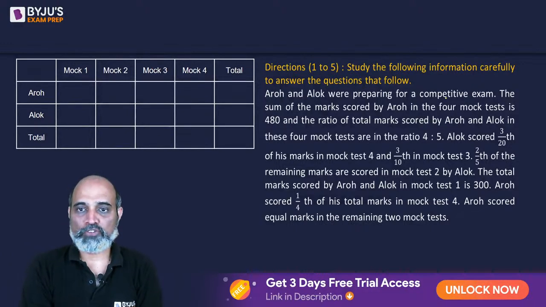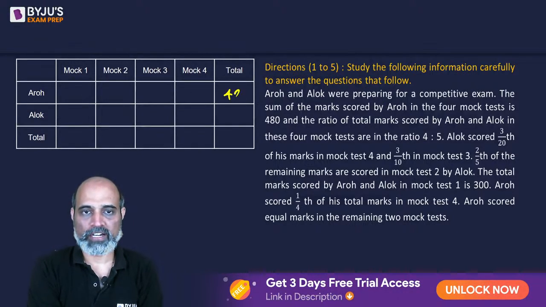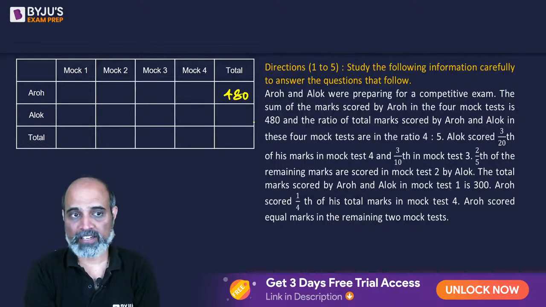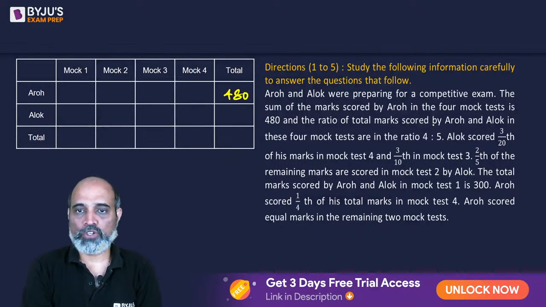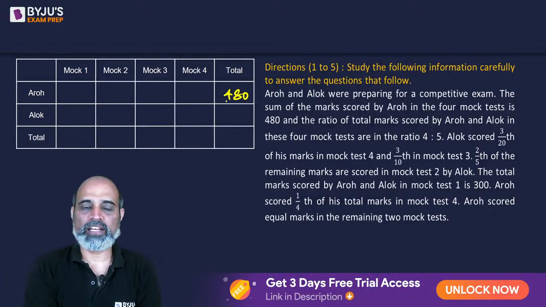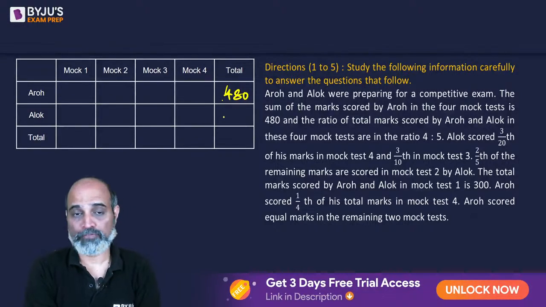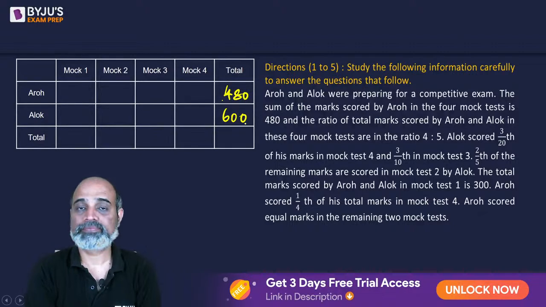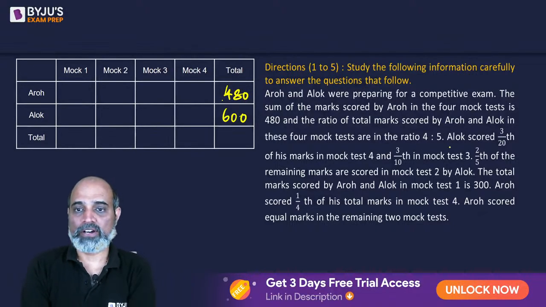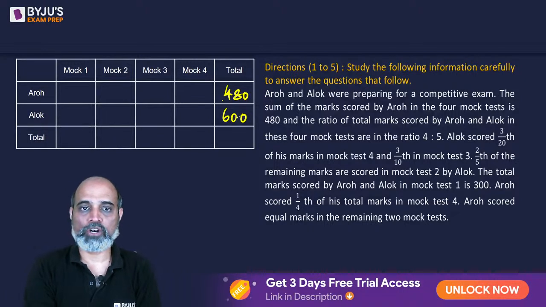So, Aro and Alok were preparing for a competitive exam. The sum of the marks scored by Aro in all the 4 mock tests is 480. So, this is 480. And the total marks scored by Aro and Alok are in the ratio 4:5. So, this is 4, this is 5. Since this is 4 into 120, this should be 5 into 120, which will result in 600, right?